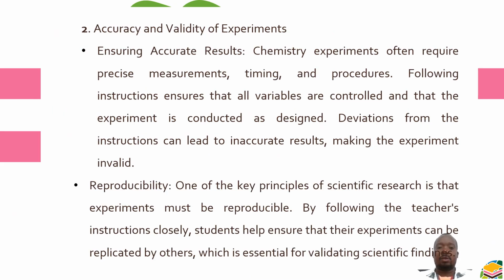Then the accuracy and validity of experiments. This ensures accurate results. Chemistry experiments often require precise measurements, timing, and procedures. Following instructions ensures that all variables are controlled and that the experiment is conducted as designed. Deviations from the instructions can lead to inaccurate results, making the experiment invalid.